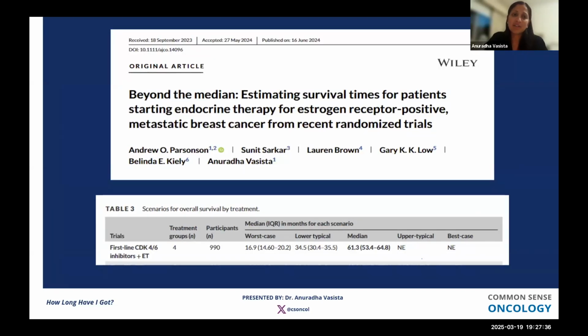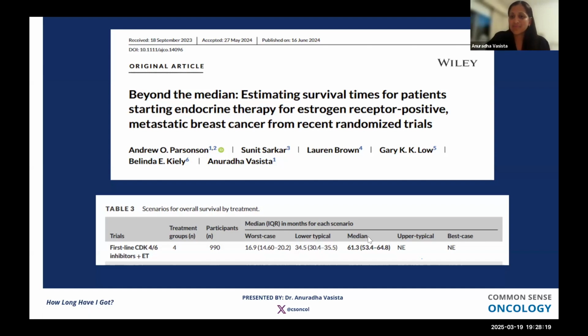Another study that was done by Dr. Parsonson and our group looked at survival times for patients starting endocrine therapy. And we know that in this setting, ER-positive metastatic breast cancer, there's been a massive development in the way of CDK inhibitors. And again, when we looked at first-line CDK inhibitor treatment with endocrine therapy in close to 1,000 patients, this multiples of the median works, with the median being around 60 months, and then the worst case scenario being 17 months, and about half of that, so 35 months in that lower typical.